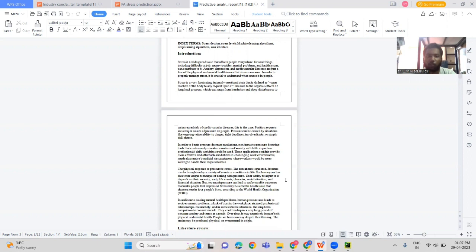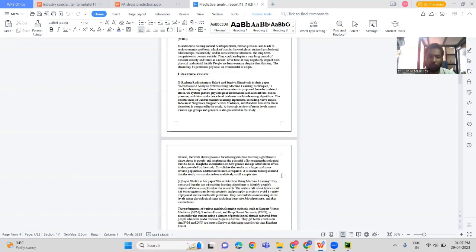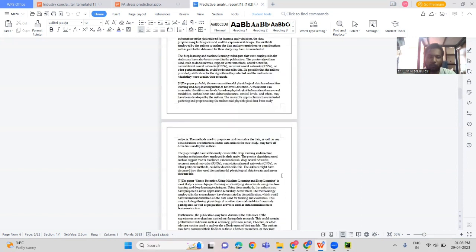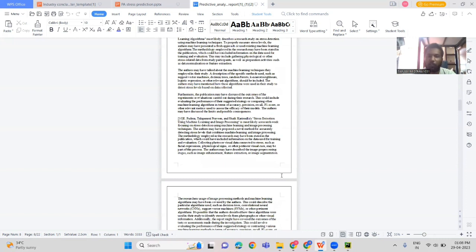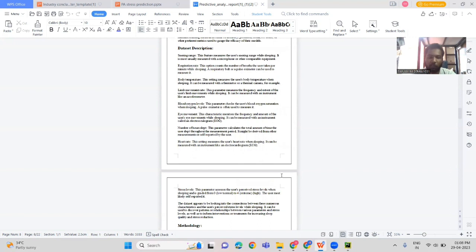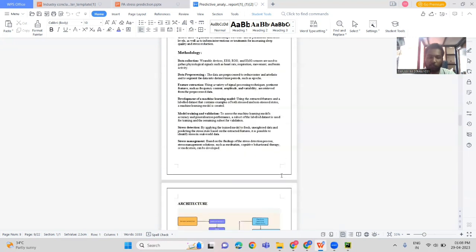These demands are a major source of pressure on people. Pressure can be caused by situations like ongoing exposure to danger, tight deadlines, and simple dull chores. We have done a background study on stress level reduction on sleeping and non-sleeping data sets, where they have used machine learning models. We have referred to 10 papers, and this is our data set description as previously discussed.